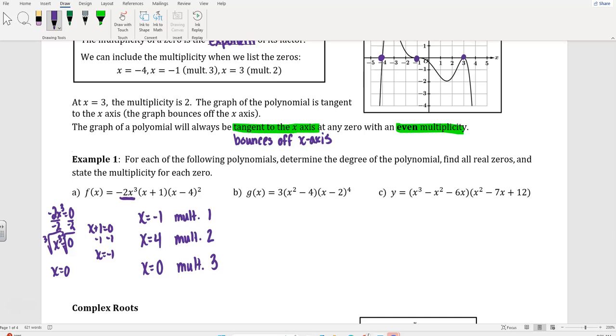But x equals 4 has a multiplicity of 2. X equals 0 has a multiplicity of 3. So I actually have a degree of 6 here. There are 6 zeros of this function. It's just some of them are repeated there. Because this one counts once, this one counts twice, so there's your 3. And then this one counts 3 times, so that gets you up to 6.